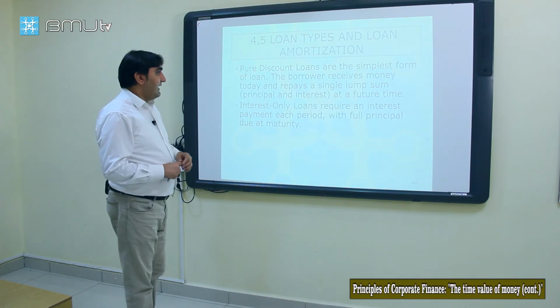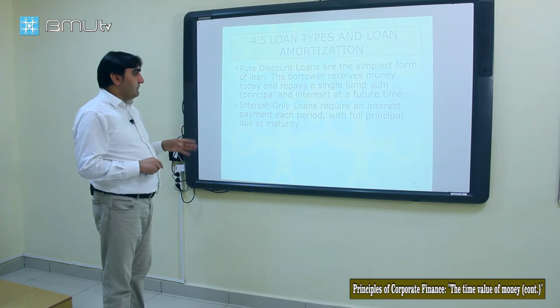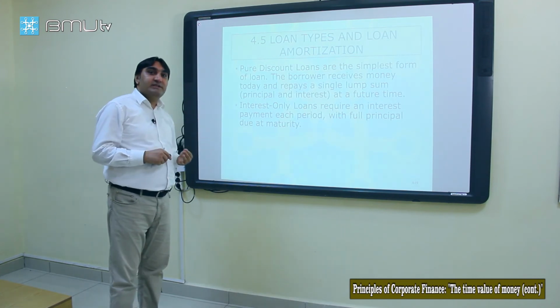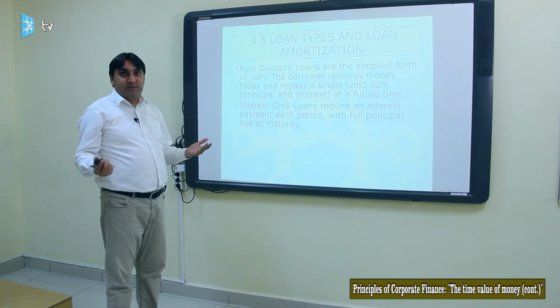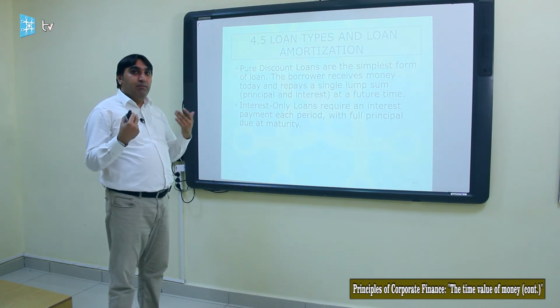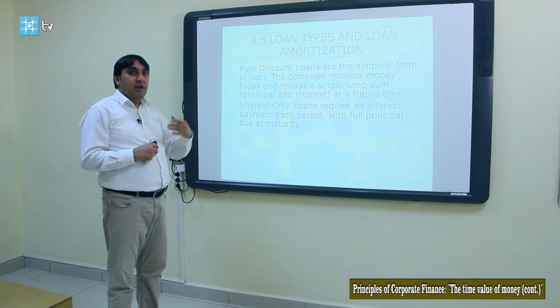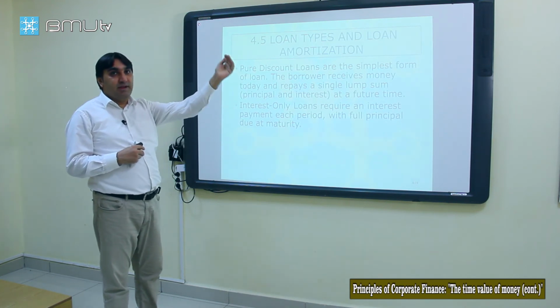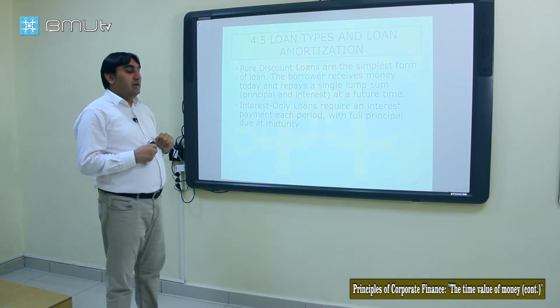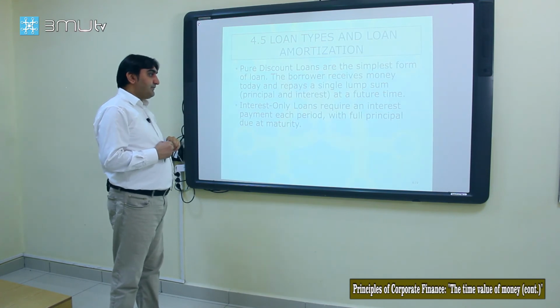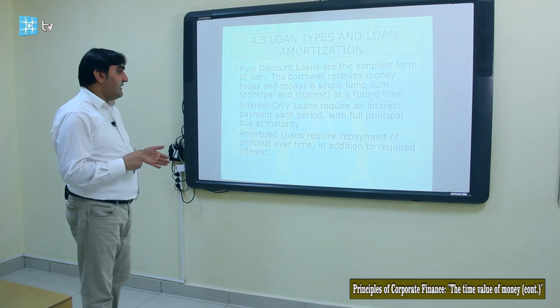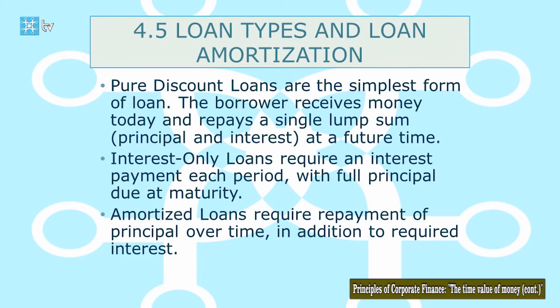Interest-only loans require an interest payment each period with the full principal due at maturity. An example is bonds. If you issue a bond, you pay interest coupon payments per period. At the end of the period, you pay out the principal amount. Amortized loans require the payment of principal over time in addition to the required return.